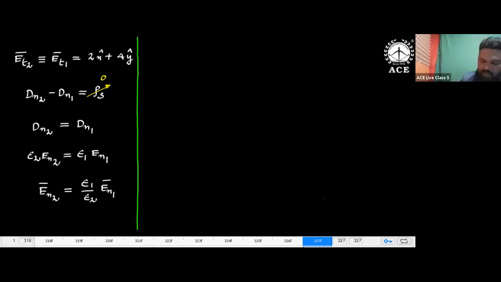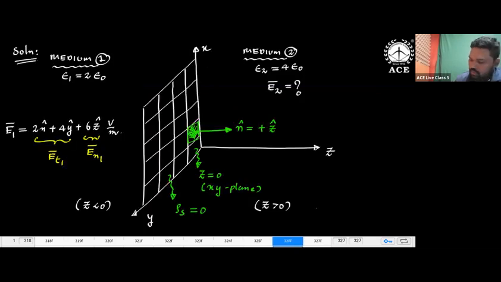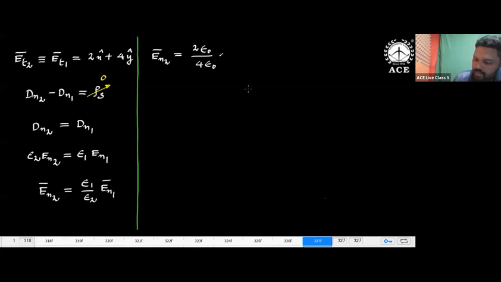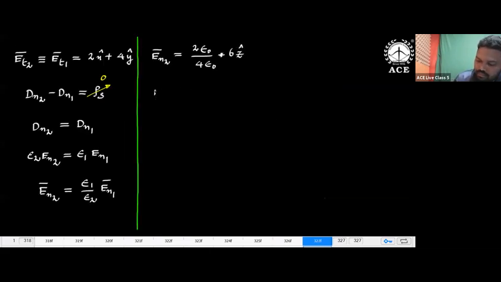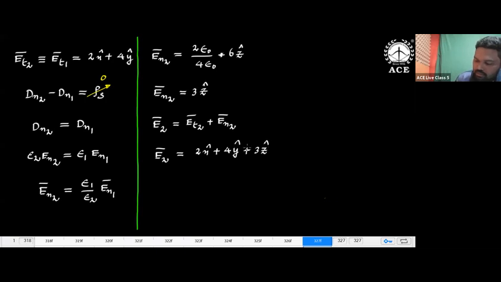Clear? So what is this En2? Epsilon 1 by epsilon 2. What is epsilon 1? 2 epsilon naught divided by epsilon 2. What is epsilon 2? 4 epsilon naught, into the normal component. What is the normal component? 6 z cap. En2 is equal to 3 z cap. What is E2 equal to? ET2 plus En2. So what is this ET2? 2x cap plus 4y cap plus 3z cap. Units are volt per meter.